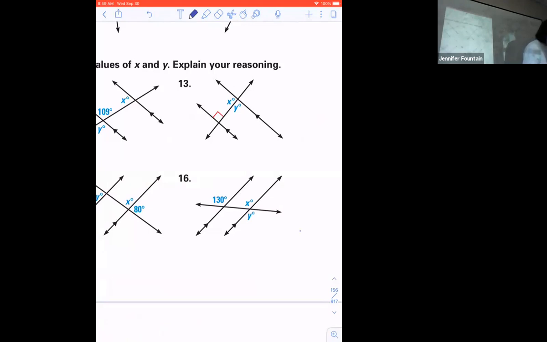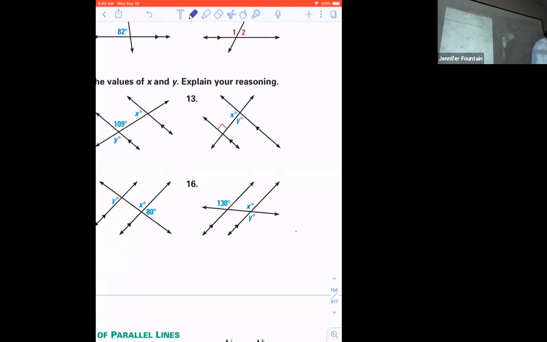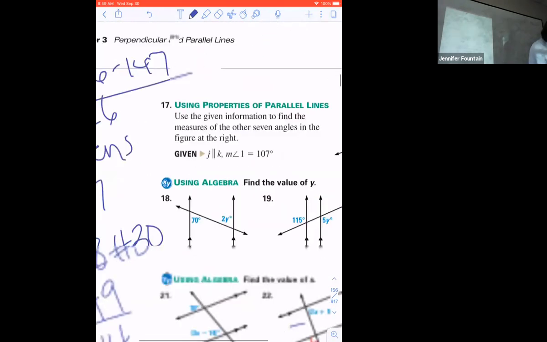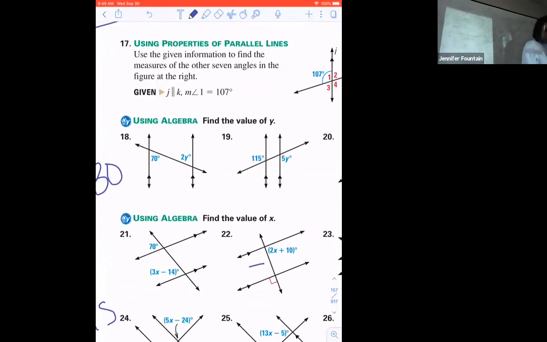Okay. Moving on to page 147, starting with number 18. Find the value of Y. All right, so first of all, when I'm looking at these, I've got to look at how these two angles are related. So what is our relationship here with these two angles? Alternate interior. Alternate interior, so we know that they are congruent. So what is my equation to solve for Y? 2y equals 70. So I divide by 2, so y is equal to 35 degrees.